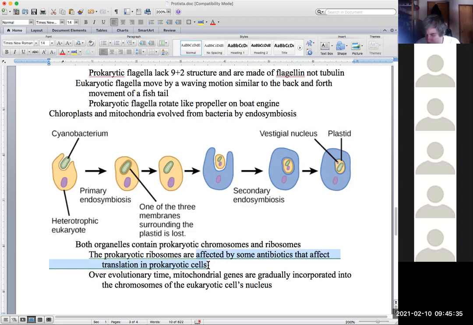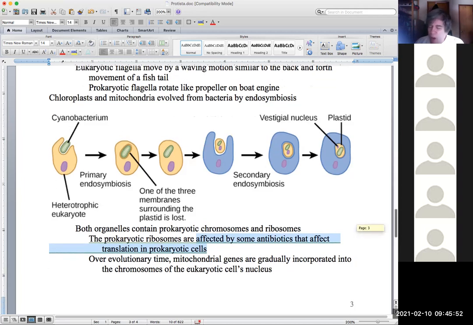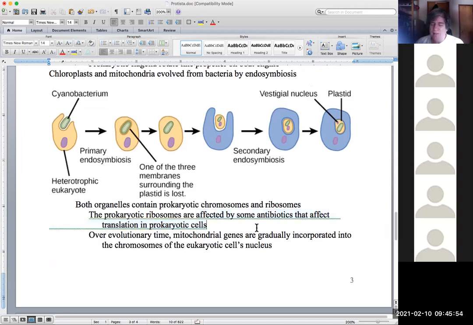Like there's a whole family of antibiotics called tetracyclines. And tetracyclines affect translation in prokaryotic cells, but they also affect translation in the ribosomes of chloroplasts and mitochondria. So that's additional evidence that these organelles were really evolved from prokaryotic cells.